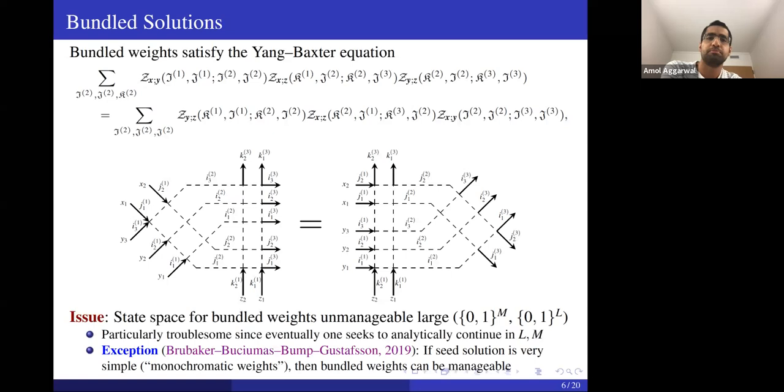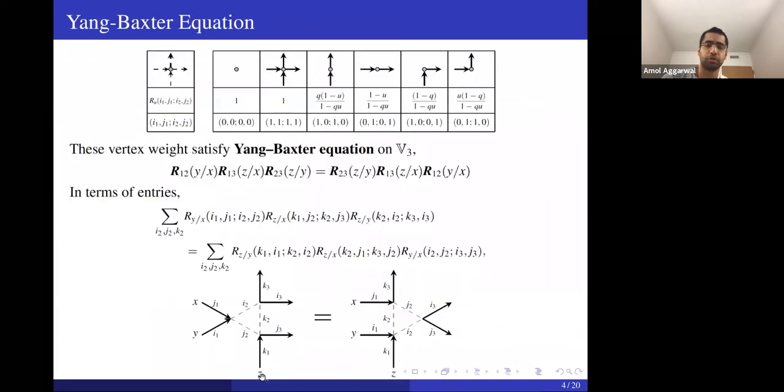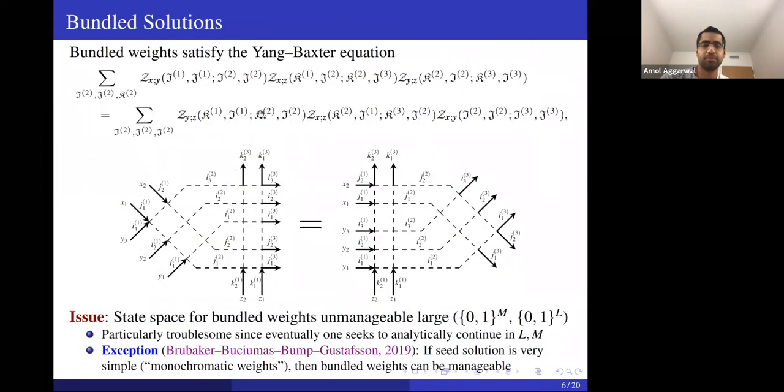Anyway, the point is that these bundled weights satisfy the Yang-Baxter equation. This is not a very deep fact at all. In fact, it's probably more visible by just taking a look at the picture rather than the equation. If I stack three bundles, I can construct the analog of this picture over here by creating L X lines, M Y lines, and N Z lines. So I get something that looks like this. And the Yang-Baxter equation, one by one, tells me that I can move each Z through the crosses, and I'll get a picture that looks like this. If you think about it for a moment, this is precisely the statement that these bundled weights satisfy the Yang-Baxter equation.